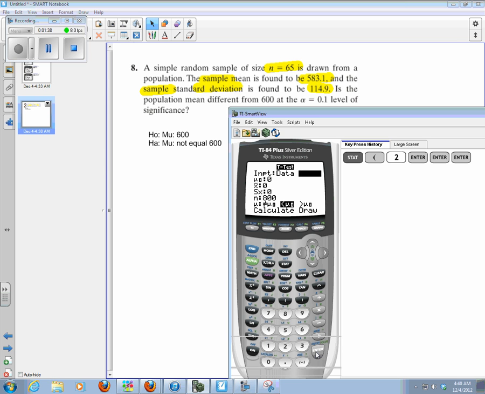So they're telling me what's the mean. Oops, I've got to press the down arrow. The mean is 600, and this is why it's nice to set up your hypotheses first. Now the sample mean was 583.1, and the sample standard deviation, it's nice you notice that they tell us, is 114.9. And then we get the sample size, which is 65. So it's safe to use these techniques, even though we don't know what the parent population was like. We have a large enough sample size.